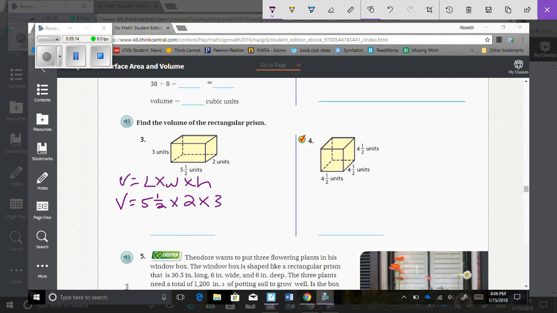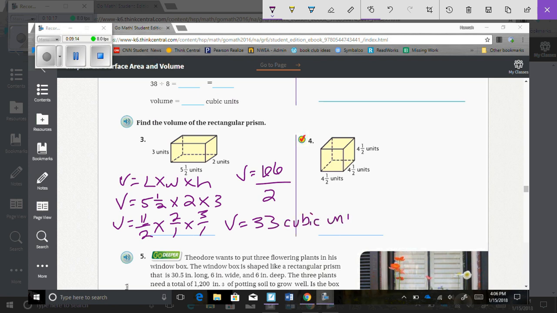I'm going to write those as improper fractions. Volume equals 5 times 2 is 10, plus 1 is 11. So I have 11 halves times 2 over 1 times 3 over 1. And then I'm going to multiply across. So volume equals 11 times 2 is 22, times 3 is 66, over 2 times 1 is 2, times 1 is 2. So 66 over 2. Simplify that down. Volume equals 33 cubic units. And that would be your answer.